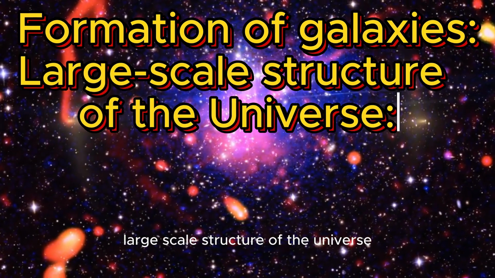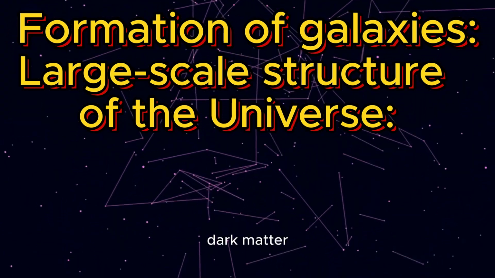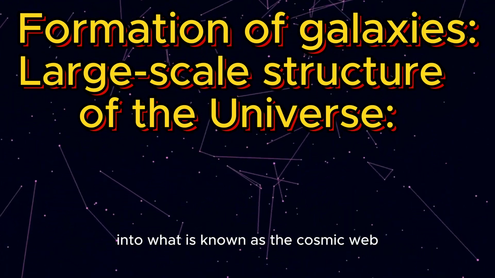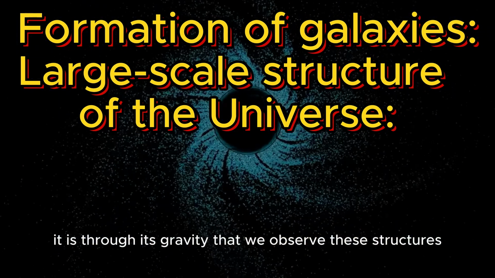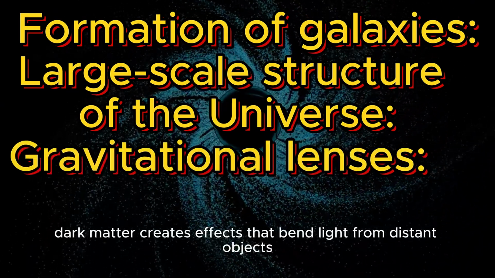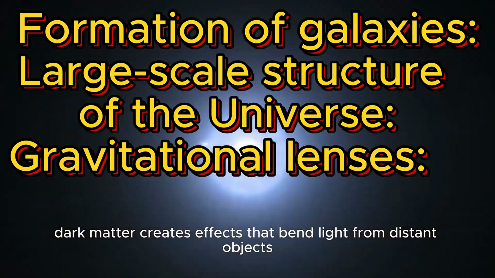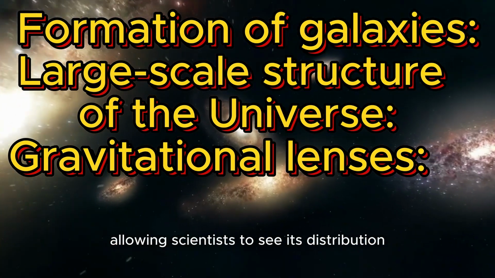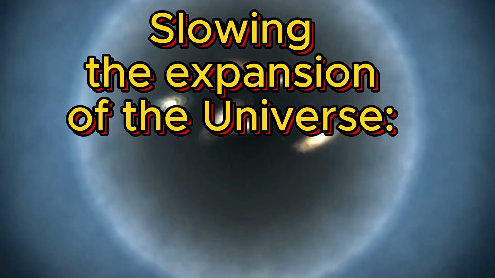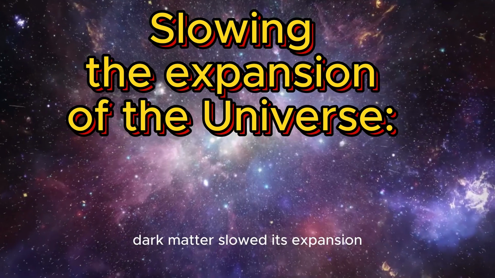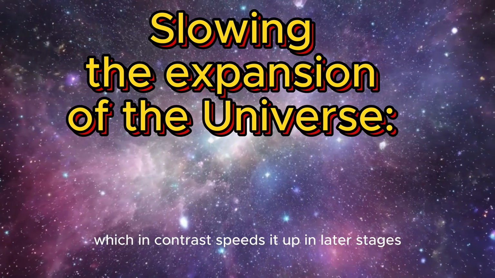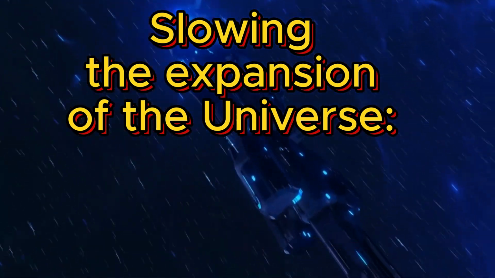Large-scale structure of the universe. Dark matter forms the threads that connect galaxies and galaxy clusters into what is known as the cosmic web. It is through its gravity that we observe these structures. Gravitational lenses. Dark matter creates effects that bend light from distant objects, allowing scientists to see its distribution. Slowing the expansion of the universe. In the early stages of the universe, dark matter slowed its expansion, competing with the effect of dark energy, which, in contrast, speeds it up in later stages.